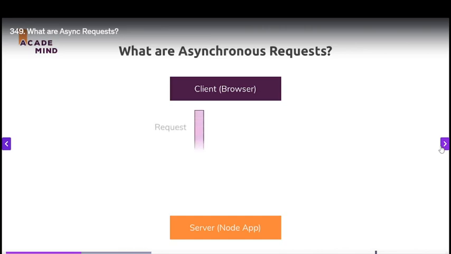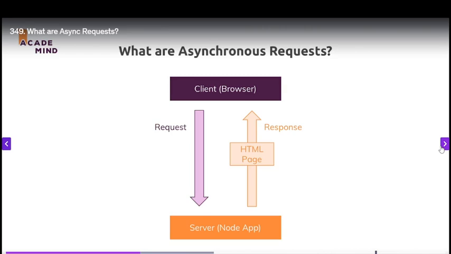Now, typically, you send a request from your client to the server and you get back a response. And as I mentioned, thus far in this course, the response always was a HTML page or a redirect to another route that then returned a HTML page. Now, there's nothing wrong with that, but there are tasks where you don't want to reload the page just to, for example, delete an item.